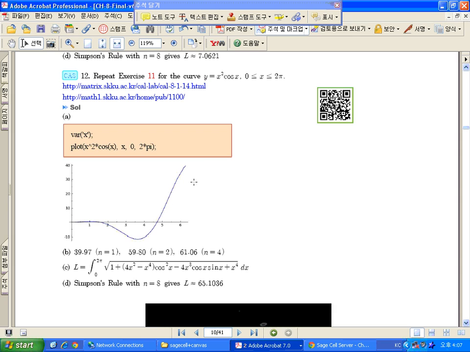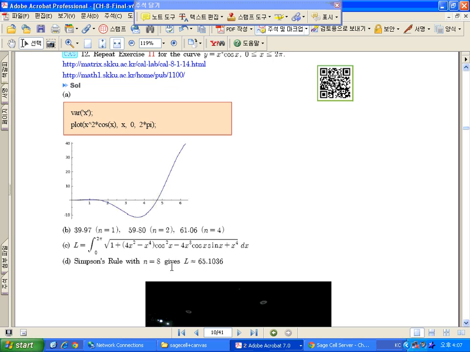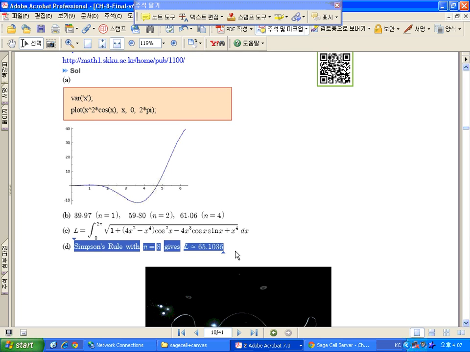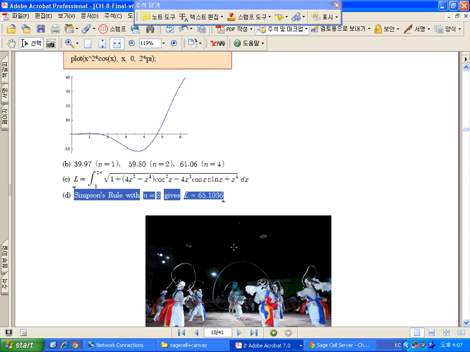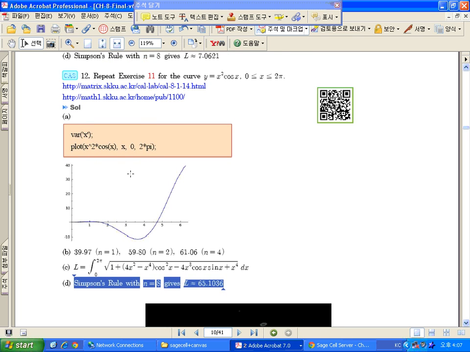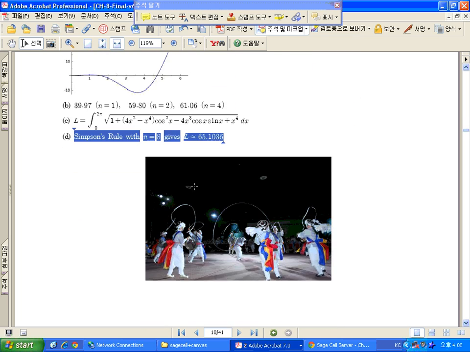And the last problem is to compare the answers: find the length of the curve by using the arc length formula, and find the length using Simpson's rule. They are examples that give you the comparison of those.